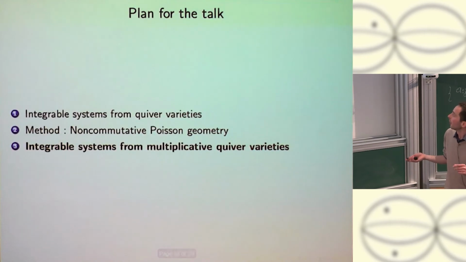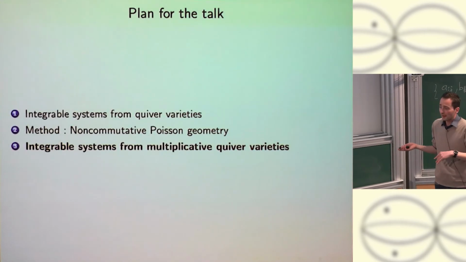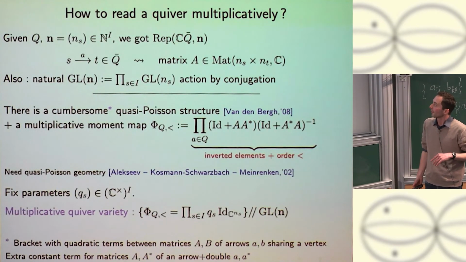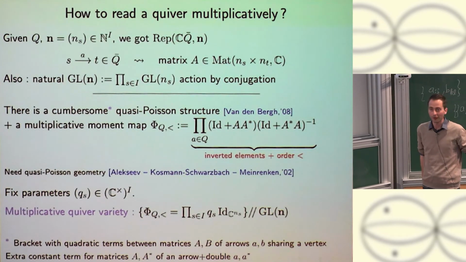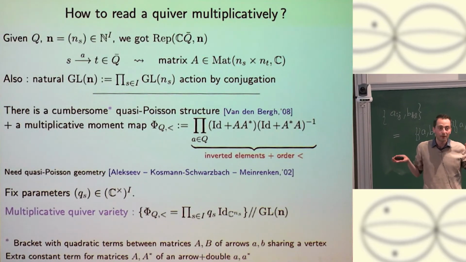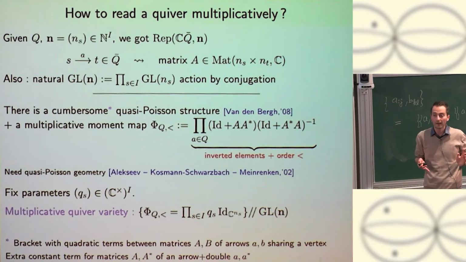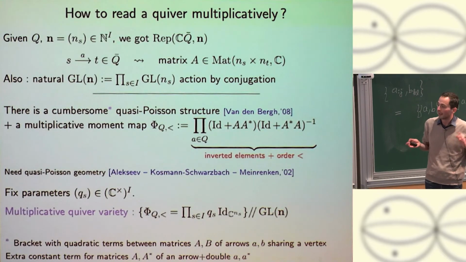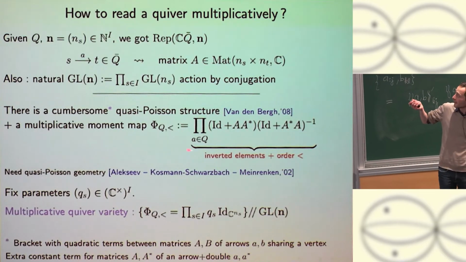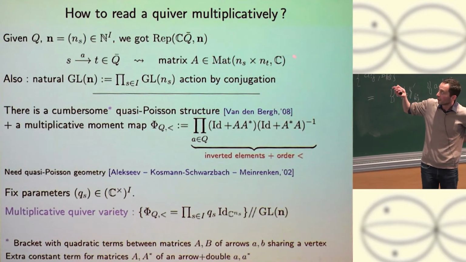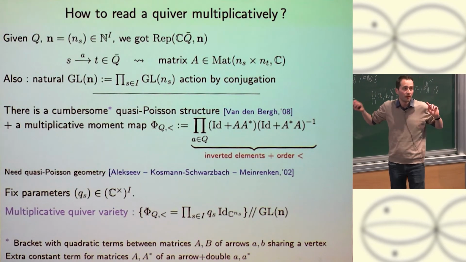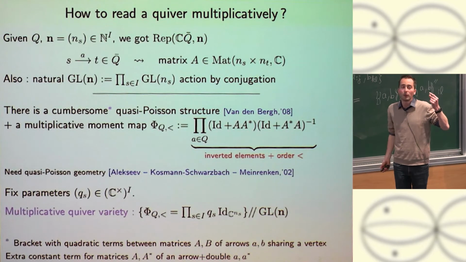Okay. Right, so let's go to this multiplicative setting. Sorry for another long slide, but then we will just again see quivers and it will be all easy. So let me just emphasize what's the difference when you go to multiplicative quiver varieties from the additive ones, which I'm sure many of you know. The idea is that you again look at the representation space of the path algebra of the quiver, so far nothing is changing, but the moment map will be changing.